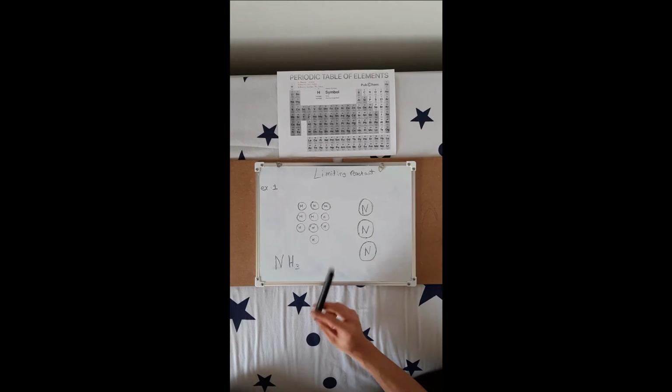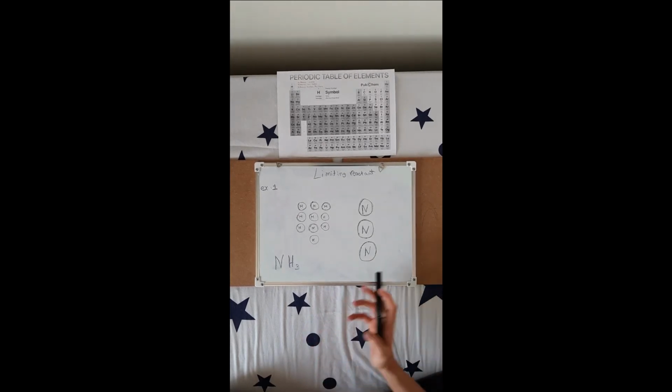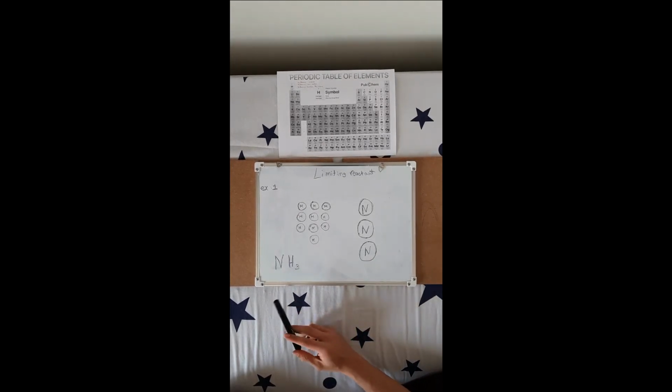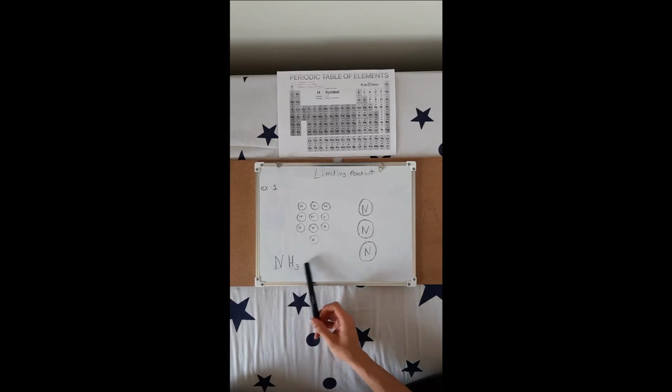First, let's start with the most simple example in understanding the limiting reactant. If we have 3 nitrogen molecules and 10 hydrogen molecules, and they're going to react to produce ammonia. First, how many hydrogen must each nitrogen use?